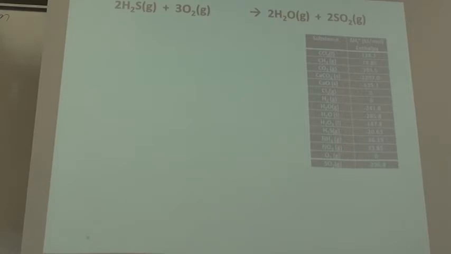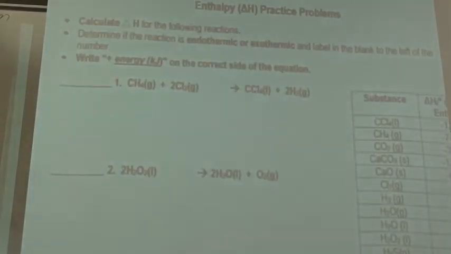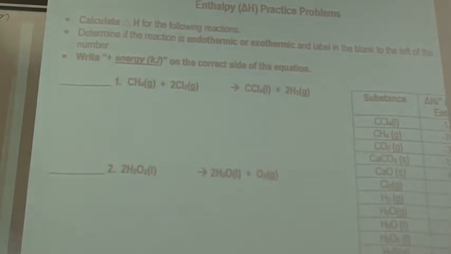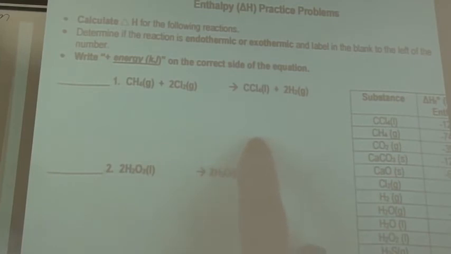Okay. Here are the directions for this worksheet. It says, calculate the change in enthalpy of the reaction for all of these reactions. Determine if it is endothermic or exothermic. How are you going to do that? By positive or negative. If it's negative, it is exothermic, and label that in the blank to the left. And you would write the amount of energy, the number of kilojoules, on the left or the right, depending if it's exothermic or endothermic. If it's an endothermic reaction, would you write the amount of energy on the left side or the right side? Left side. And when you're done showing your work, box your answer.